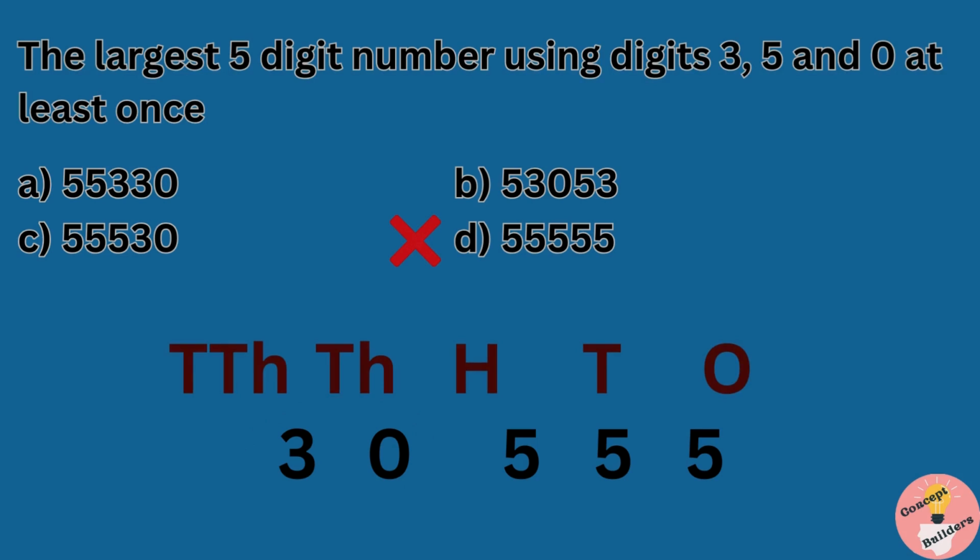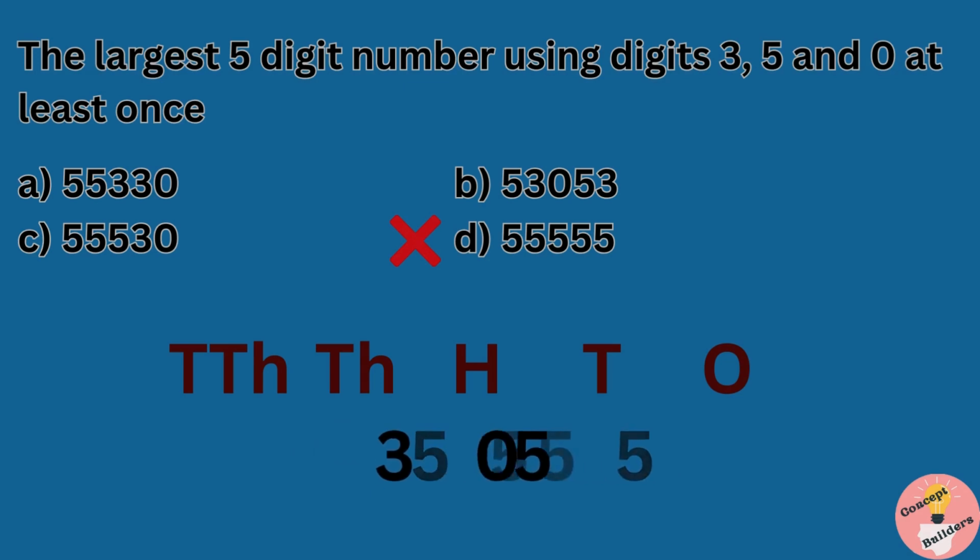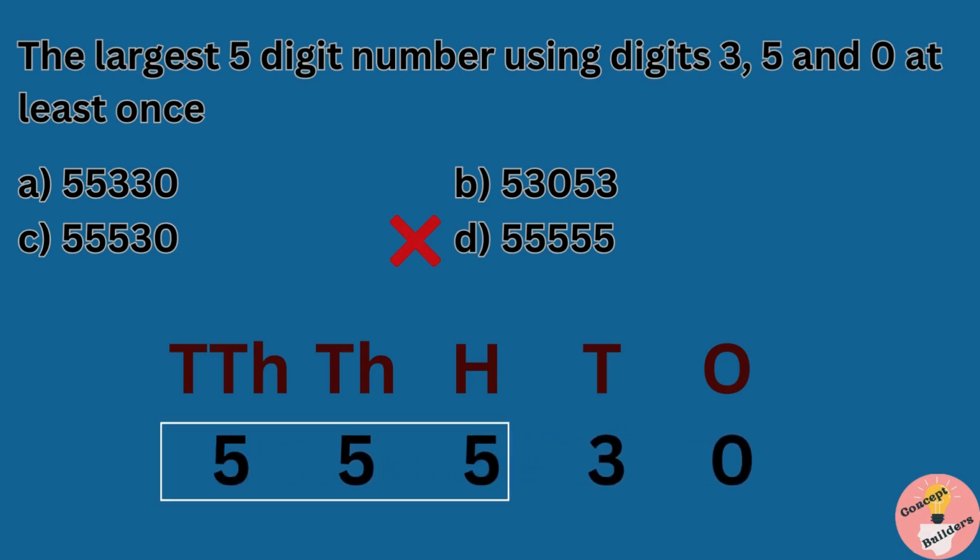Now, the question is, where do we put which digit? This you already know. These 5s are the largest digits, so they will come at the leftmost 3 places. And then we will place 3, and at last we will place 0. So, the answer is C.